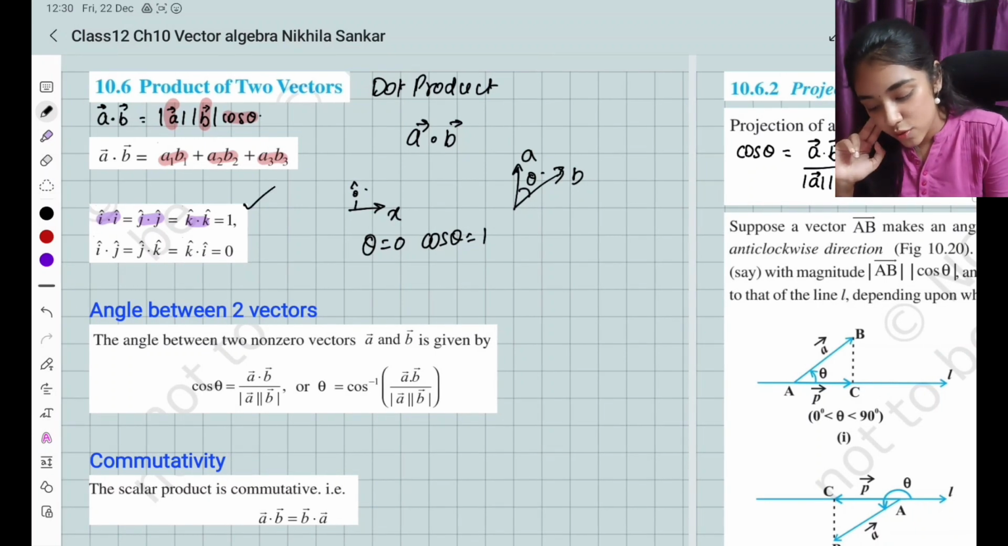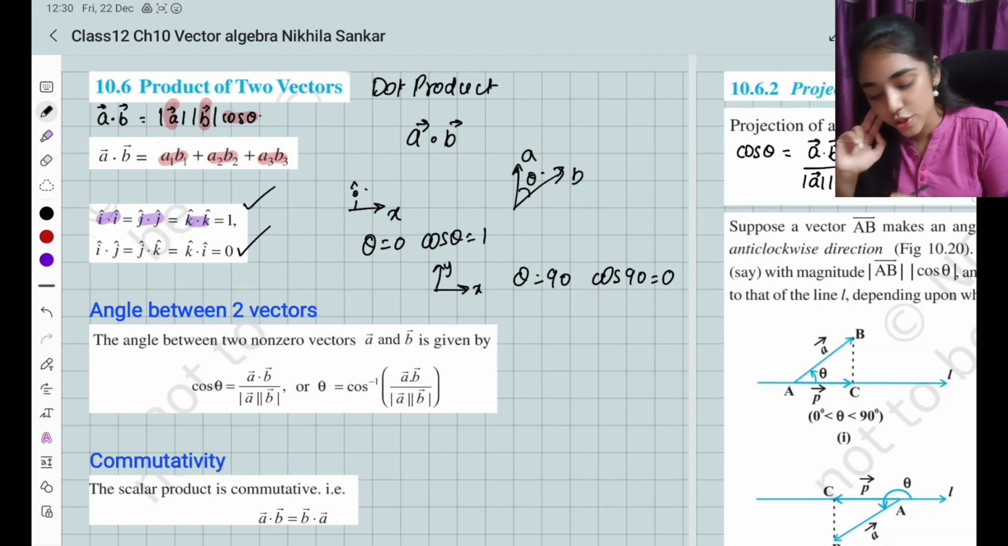And I dot J is going to be 0. எதனா? I dot J na, this is my I and this is my J, x-axis and y-axis. So the angle is going to be 90. So I have cos 90 equals 0. Okay? So this also you should remember.